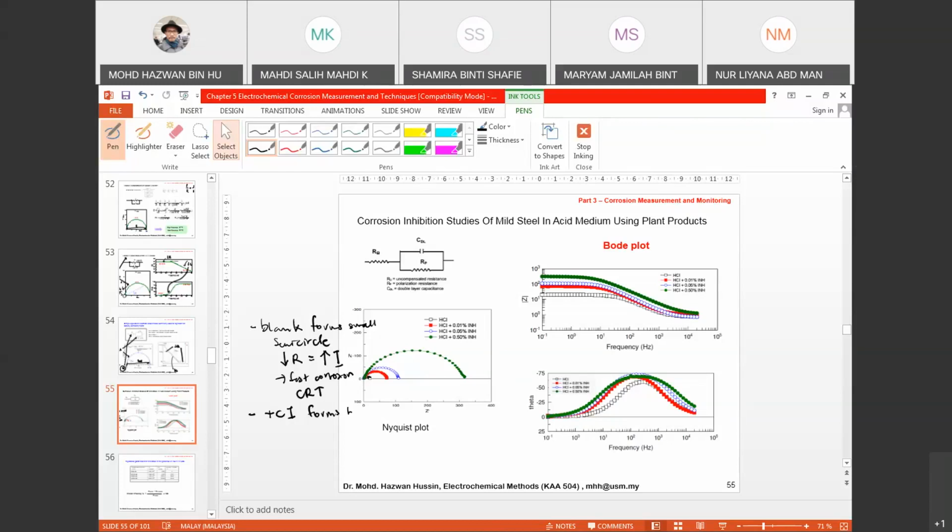So that is why, over here, you notice that when you add the inhibitors, it forms a slightly bigger phase angle as compared to the blank. This indicates that you have a very good interaction between the inhibitor and the surface of the steel, which gives a bigger phase angle, or a bigger value of theta. Is it okay to everyone? Yes, doctor.